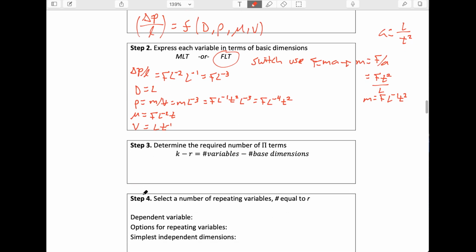variables. The next step is to do some counting. So how many variables do we have? Well, we've got 1, 2, 3, 4, 5. Remember, we're treating delta P over L as a single variable. So we got 5 here. R is the number of base dimensions. We used all 3 of them. Here's a force, here's a length, there's a time. They all showed up in this one, so that's 5 minus 3 tells us that we need a total of 2 pi terms.